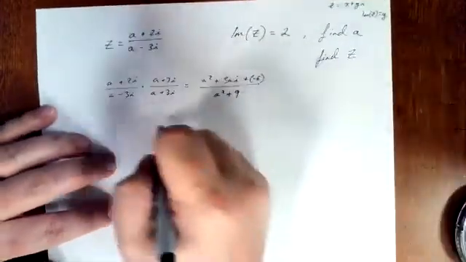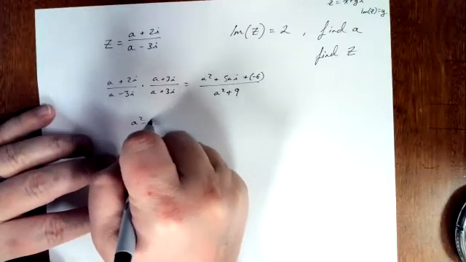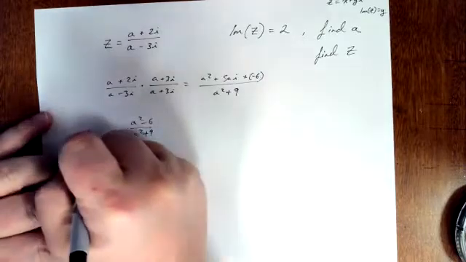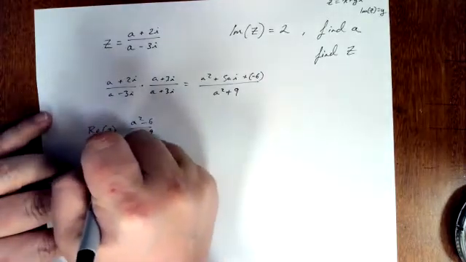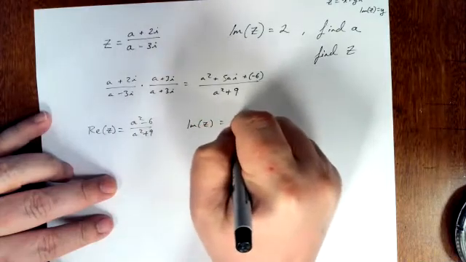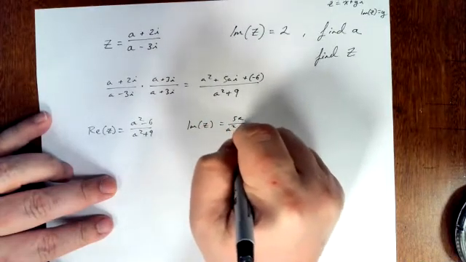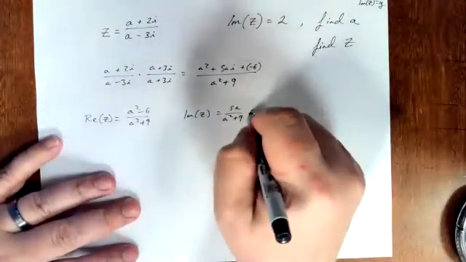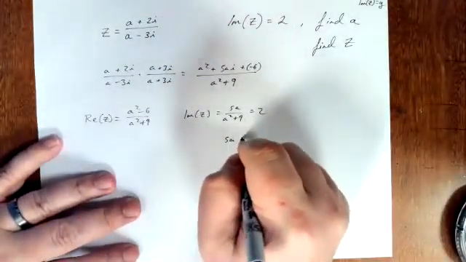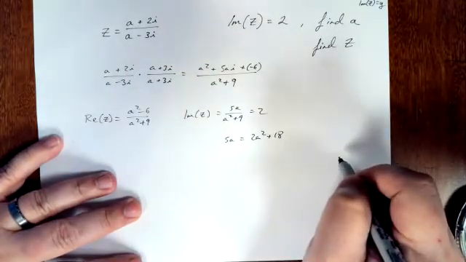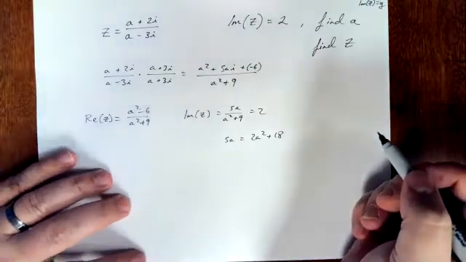Okay, so the real part of this is a squared minus 6 all over a squared plus 9. That's the real part. And the imaginary part is 5a all over a squared plus 9. Now, if I told you that the imaginary part was equal to 2, you would just say 5a is equal to 2a squared plus 18. And then you've got a quadratic that you would solve for a.